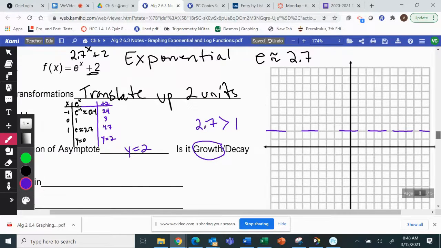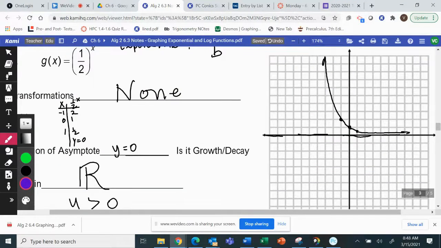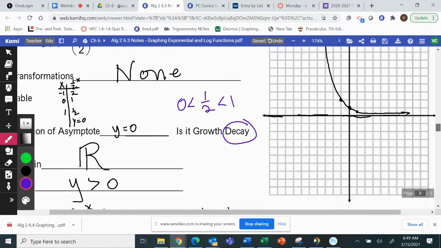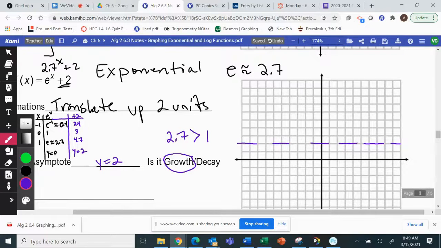I forgot to ask that question on the previous one too, so let's go back and answer that really fast. The 1/2 is not greater than 1. So Ella, what's this one going to be? That one will be decay because this number is between 0 and 1. Sorry about that. Okay, back here. -1, 2.4, 0, 3, 1, 4.7.